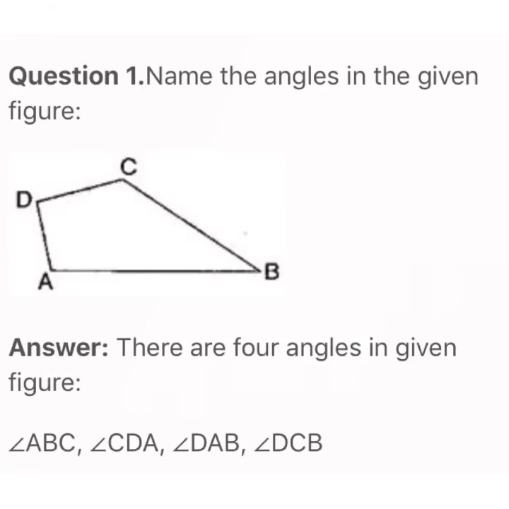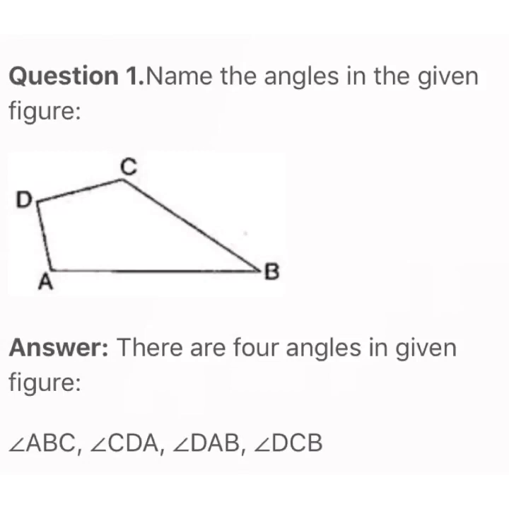Children, question number 1 is: name the angles in the given figure. You can see that one polygon is given to you with 4 sides, and with that you have to find out which are the angles formed in this polygon. You can see, children, 4 points are given, point A, B, C and D, and with these points we have to find out the angles in the given figure.